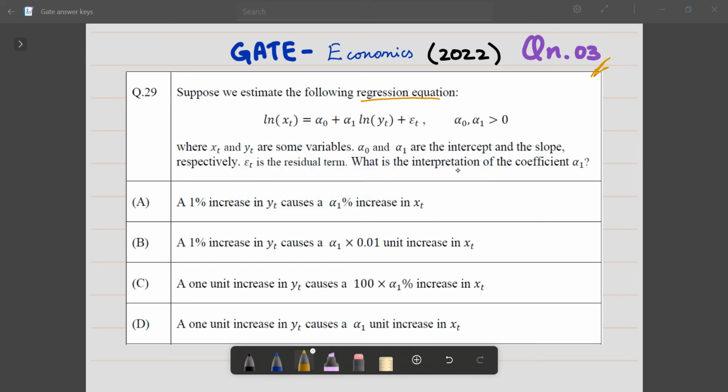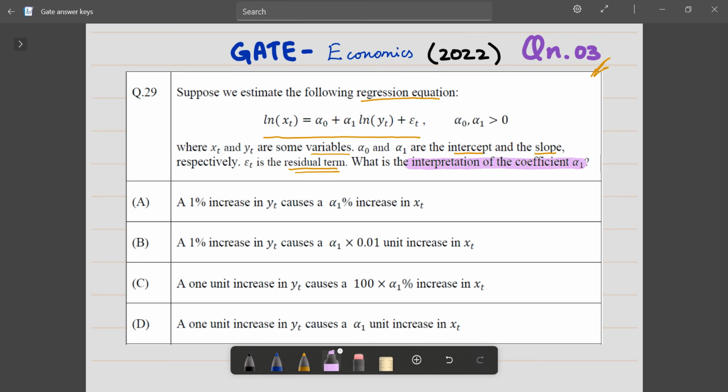Suppose we estimate the following regression equation. Log of xt is equal to alpha naught plus alpha 1 log of yt plus epsilon t. This is the regression equation given, where xt and yt are some variables, alpha naught and alpha 1 are intercept and the slope respectively, epsilon t is the residual term. What is the interpretation of the coefficient alpha 1?